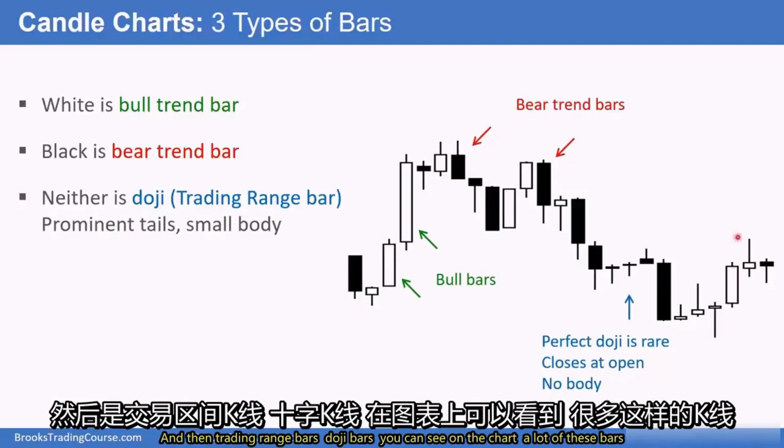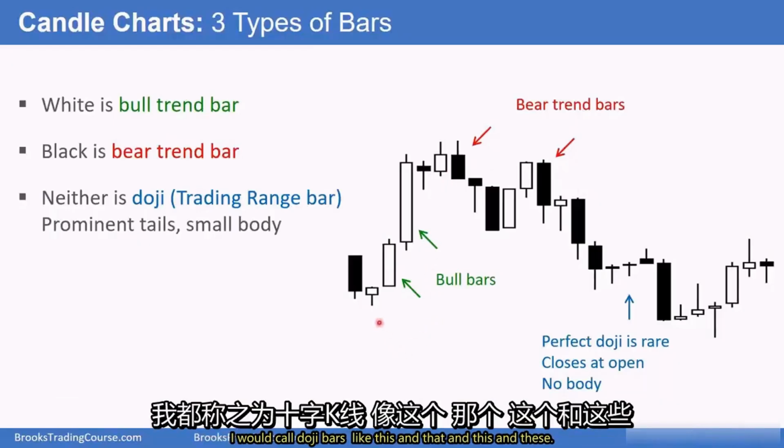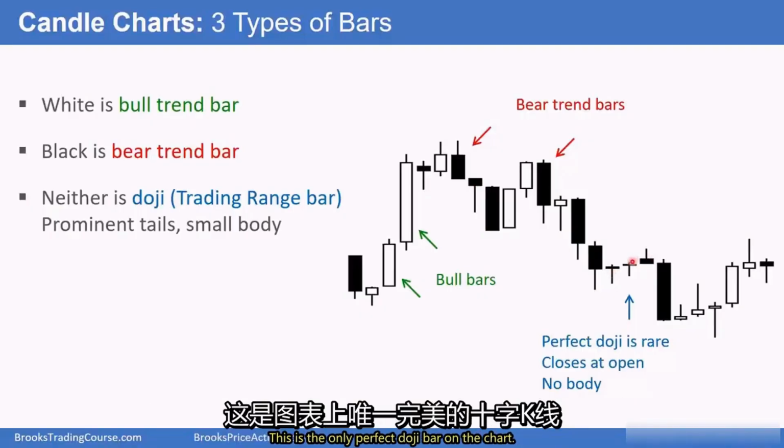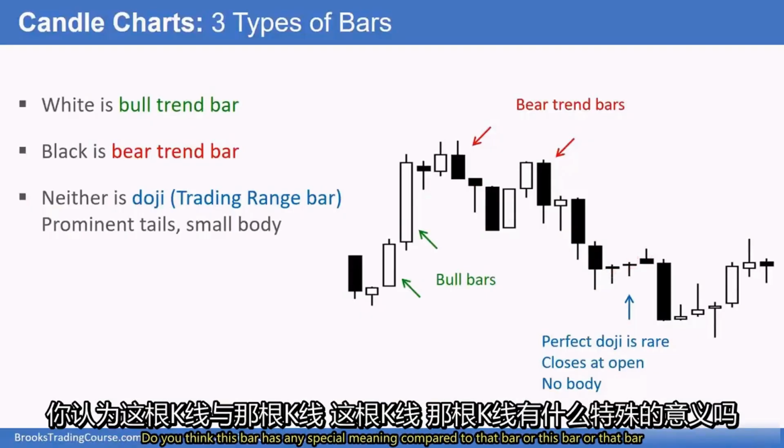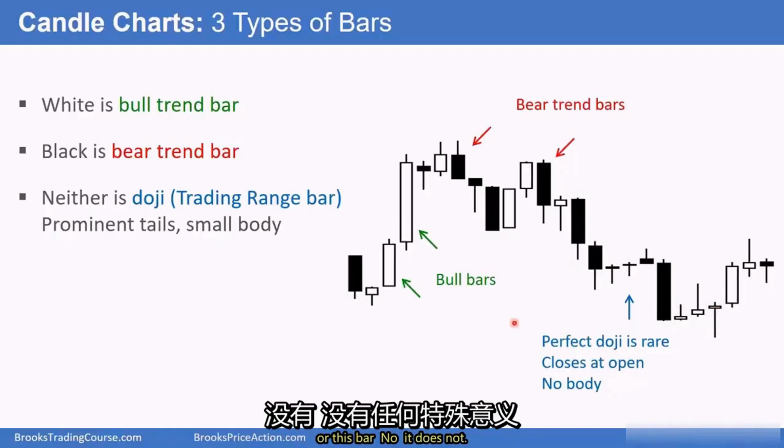You can see on the chart, a lot of these bars I would call doji bars, like this and that and this and these. Here's the only perfect doji bar on the chart. Do you think this bar has any special meaning compared to that bar or this bar or that bar or this bar? No, it does not.